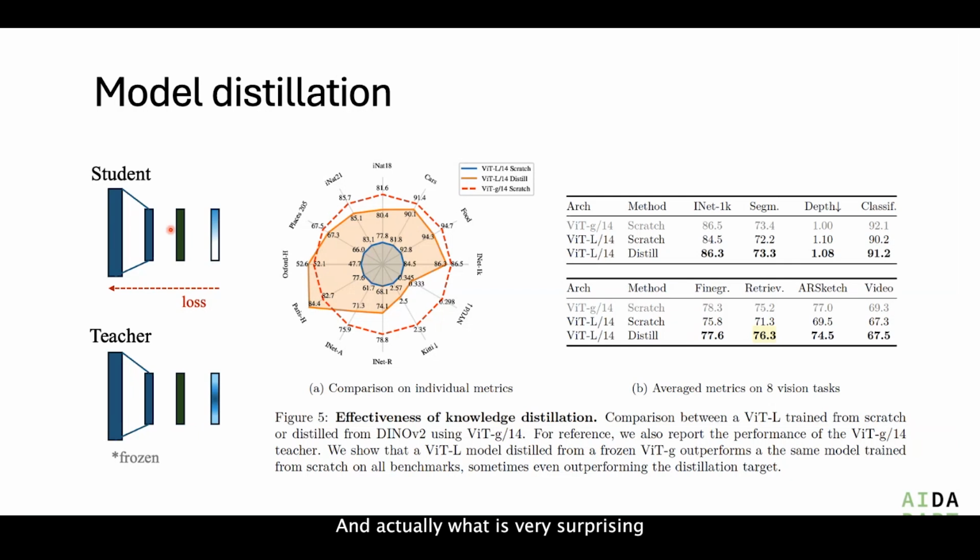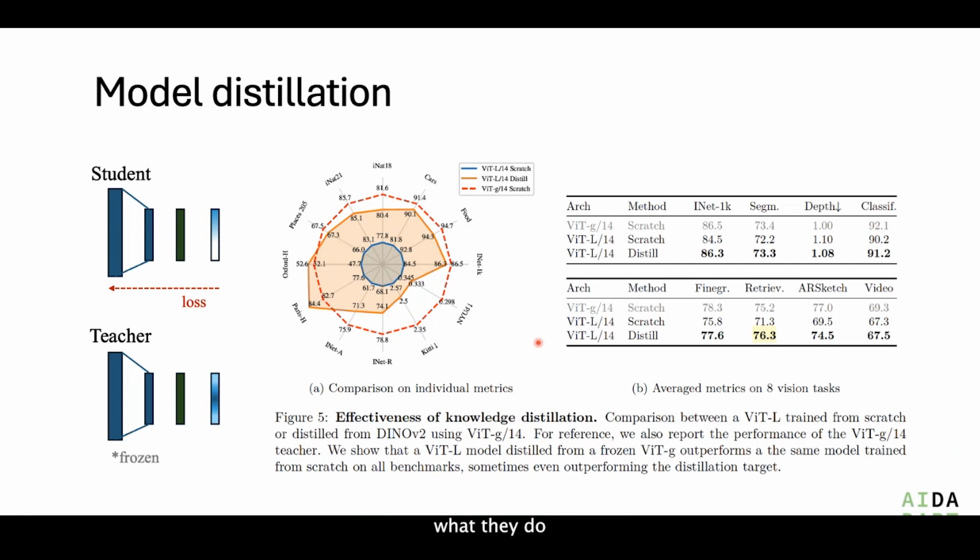And actually, what is very surprising is that, for instance, you see here that ViT-L, which is still relatively large, they compare whether you train it from scratch or you train it through distillation. And what we can see is that through distillation, we get even better results. So here you can see some comparisons, and this is the effectiveness of knowledge distillation, right?